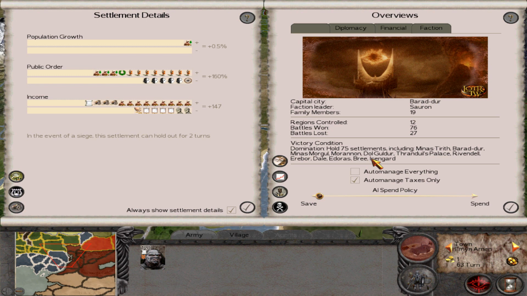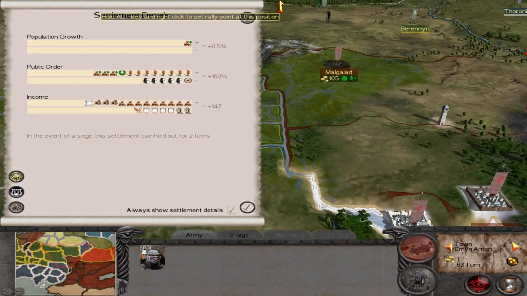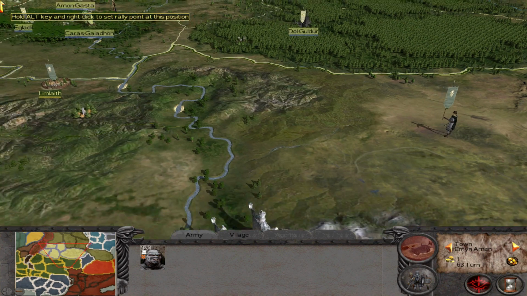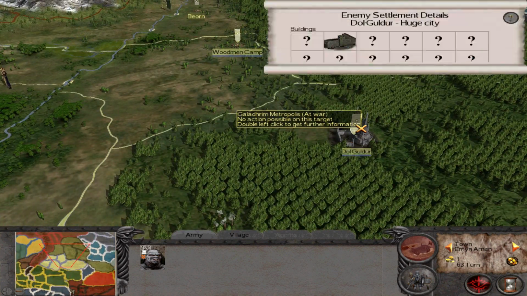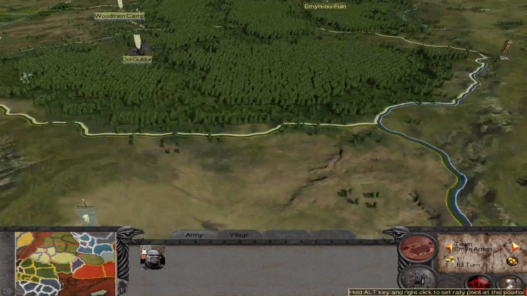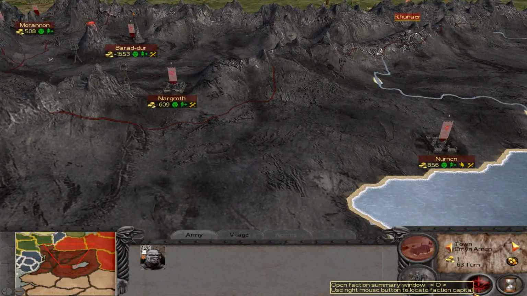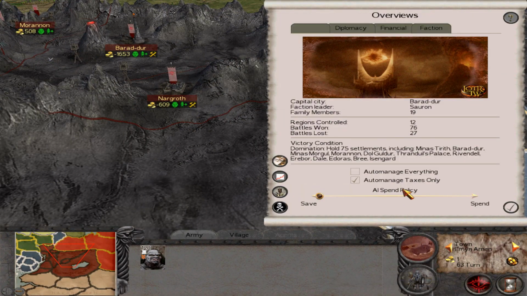Okay, so we need a bunch of capitals, and we need some of our own areas that we are holding, and we need Dol Guldur. I believe we lost Dol Guldur to one of the Elven factions. We lost it to the Galadhrim. We need to take it back. So Mordor is not that strong in terms of settlements. We have 19 family members.